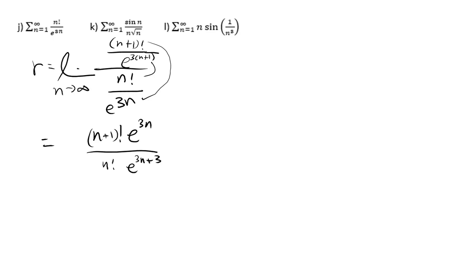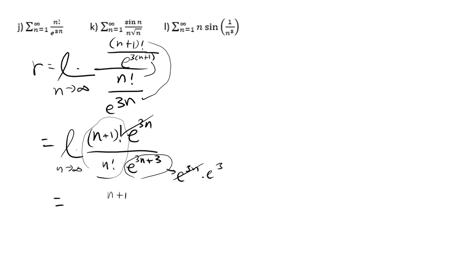And I expanded the 3. I distributed the 3. 3 times n is 3n, 3 times 1 is 3. Limit n going to infinity. This one here is really e to the 3n times the e to the 3, so these two will cancel away. n plus 1 factorial over n factorial. We've seen this too many times, right? This always gives you n plus 1. So you're going to end up with n plus 1 on the top and e cubed on the bottom. And you're sending n to infinity, which is like infinity over e cubed, which is infinity.